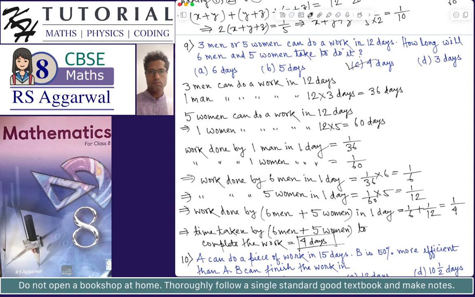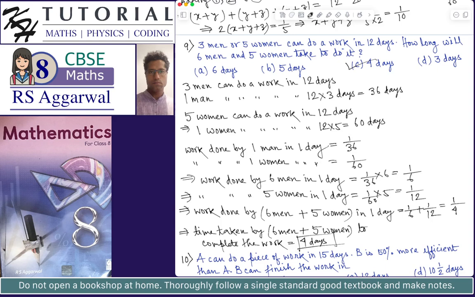Now, from the fact that one man can do a work in 36 days, we can say that the work done by one man in one day is 1 by 36. Similarly, work done by one woman in one day is 1 by 60. Now, from the fact that work done by one man in one day is 1 by 36, we can say that work done by 6 men in one day will be 6 into 1 by 36, because if the time is fixed, that is in one day, more the number of men, more work will be done, and they are in direct proportion.